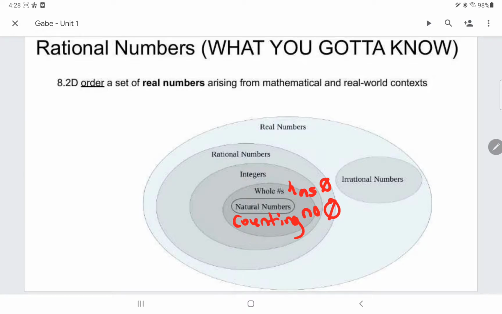To step up from there, integers are all whole numbers, natural numbers, and counting numbers with 0 and all their opposites. So imagine every whole number, 1, 2, 3, 4, 5, all of its opposites, -1, -2, -3, -4, -5, and the thing that separates them is 0. Positive on that side, negative on this side, 0 in the middle.